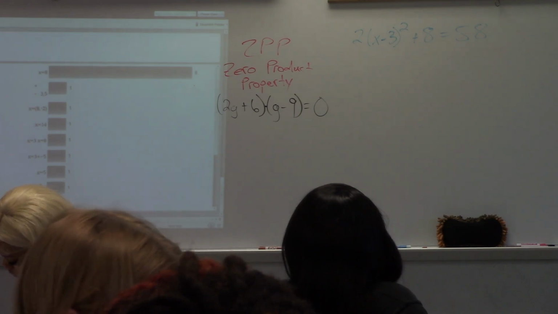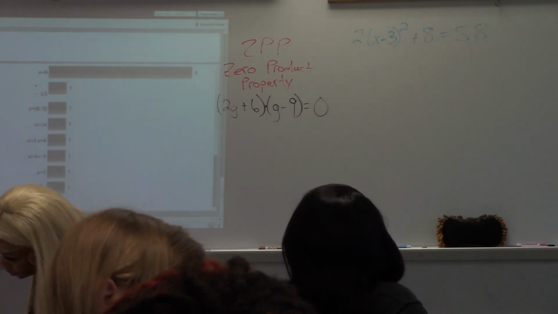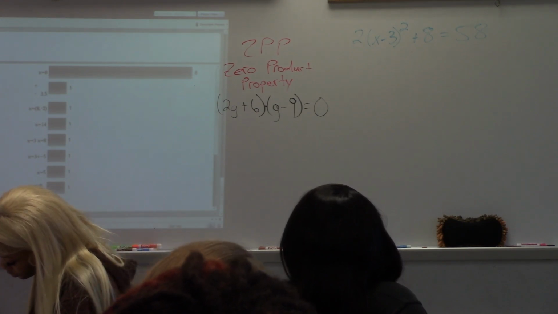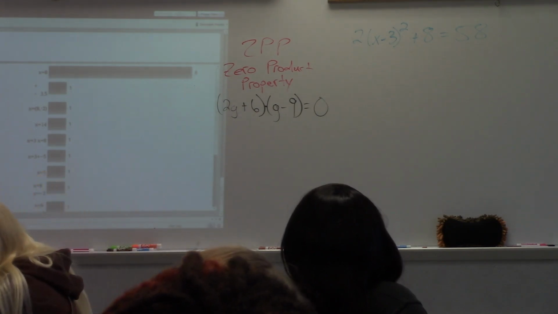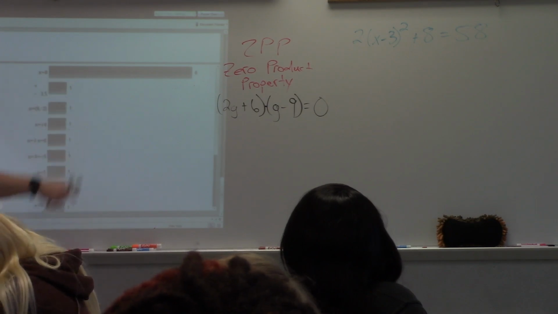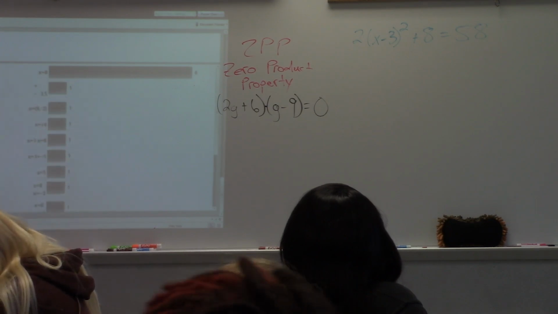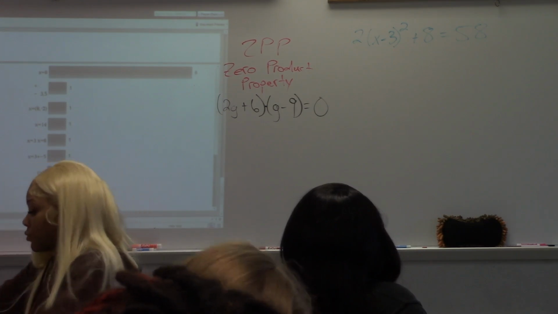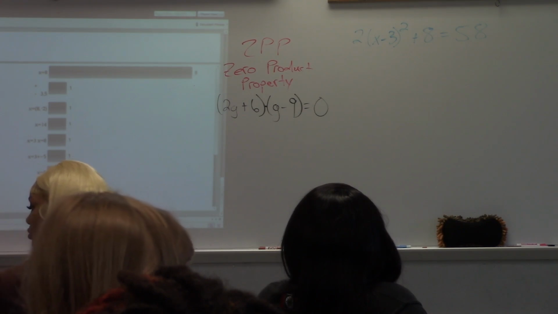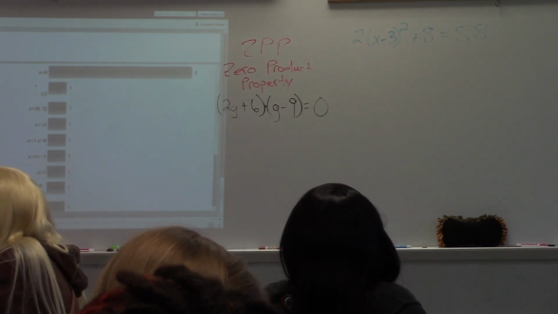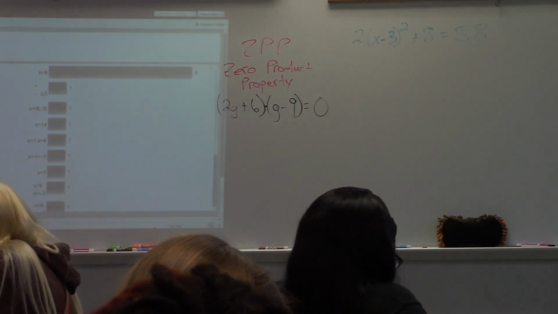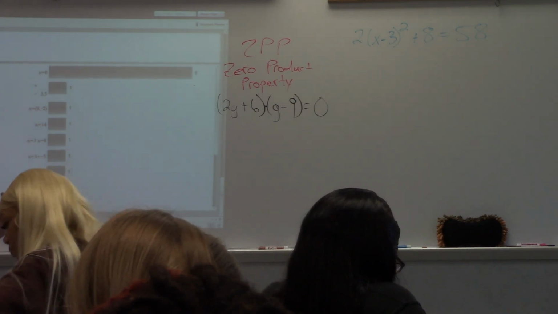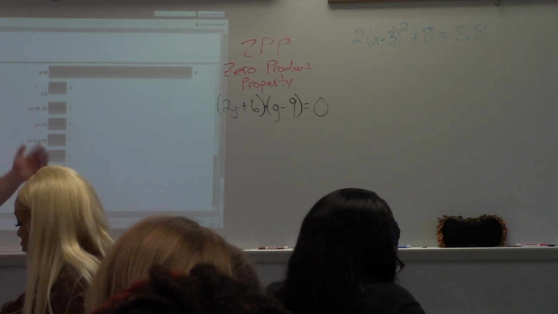As soon as I see vertex form, notice there's only one place where I have an x. As soon as I see vertex form, what am I using? I'm not using a zero product property. What am I using to solve this equation? It starts with an I. Ends with inverses.